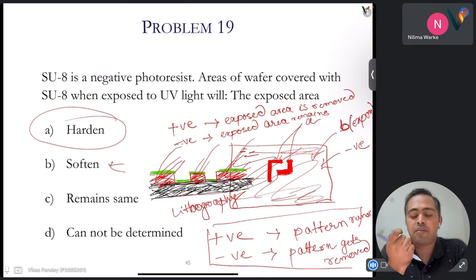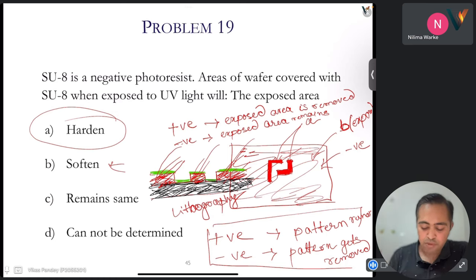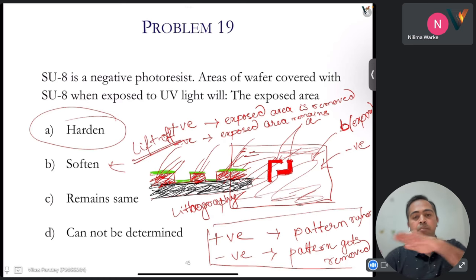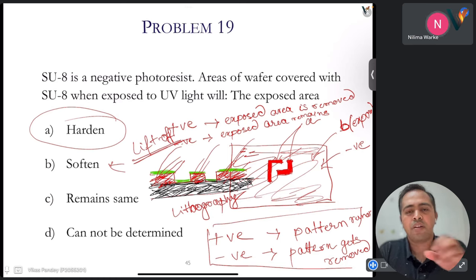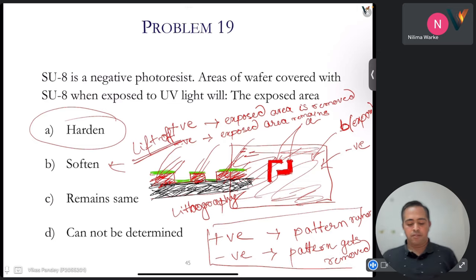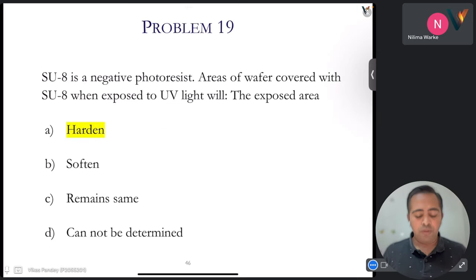If they are using negative photoresist, they will generally first do the lithography and then go for the metal deposition. And this process itself is called lift off. It has a special term, lift off, because we directly lift off the metal using the PR stripper. If you search, you will find lift off. Okay, so it will harden, it will not soften.